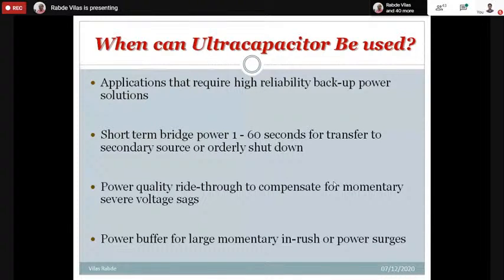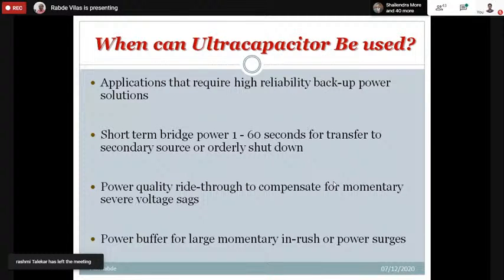Power quality, to compensate for momentary surges. Because if you see the grid, there are a lot of sags and surges that take place. Especially you might have observed when there is welding happening, your lights become dim. So to avoid that grid unbalance, supercapacitors are used in the grid system. So it reduces the momentary power demand, and you can have a lower capacity grid. Power for large momentary inrush or power surges.